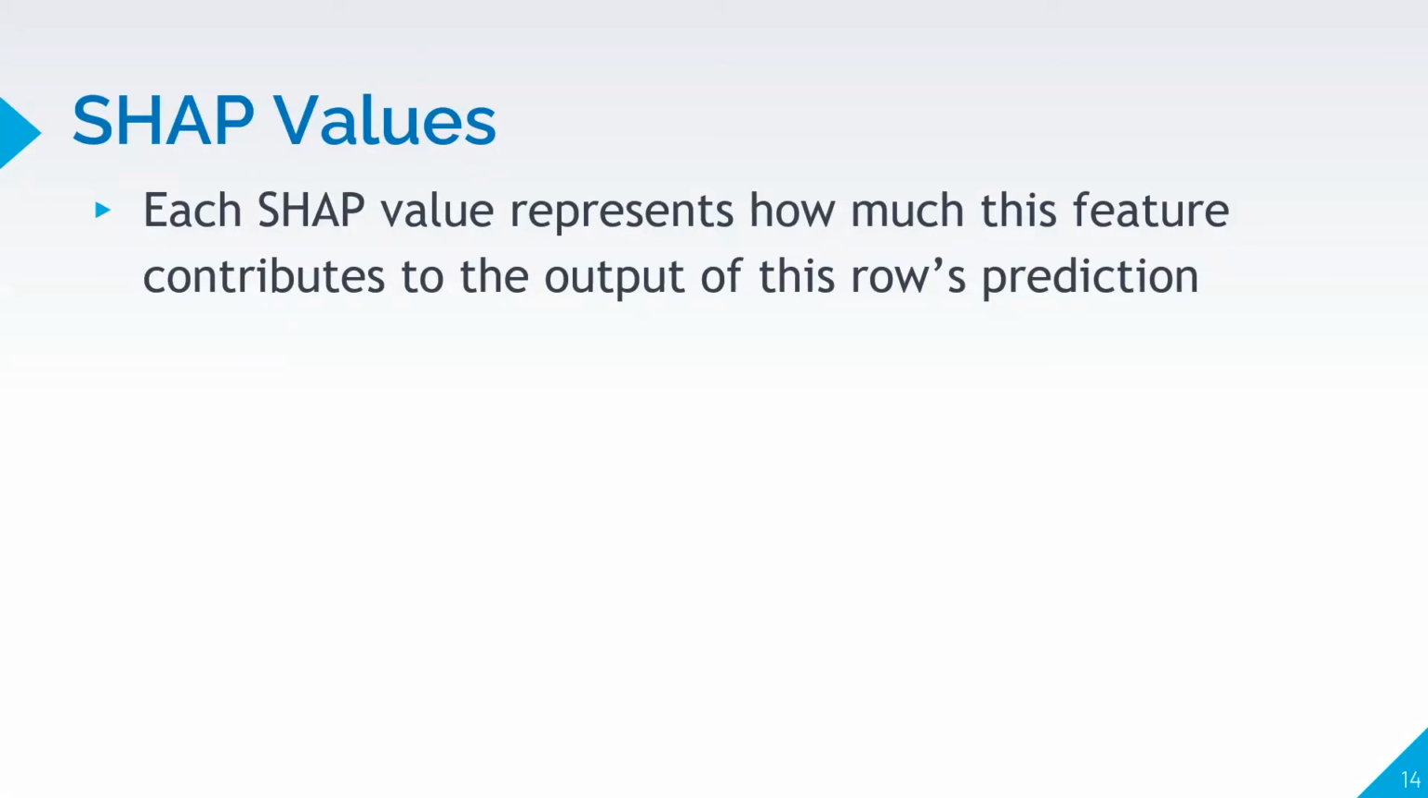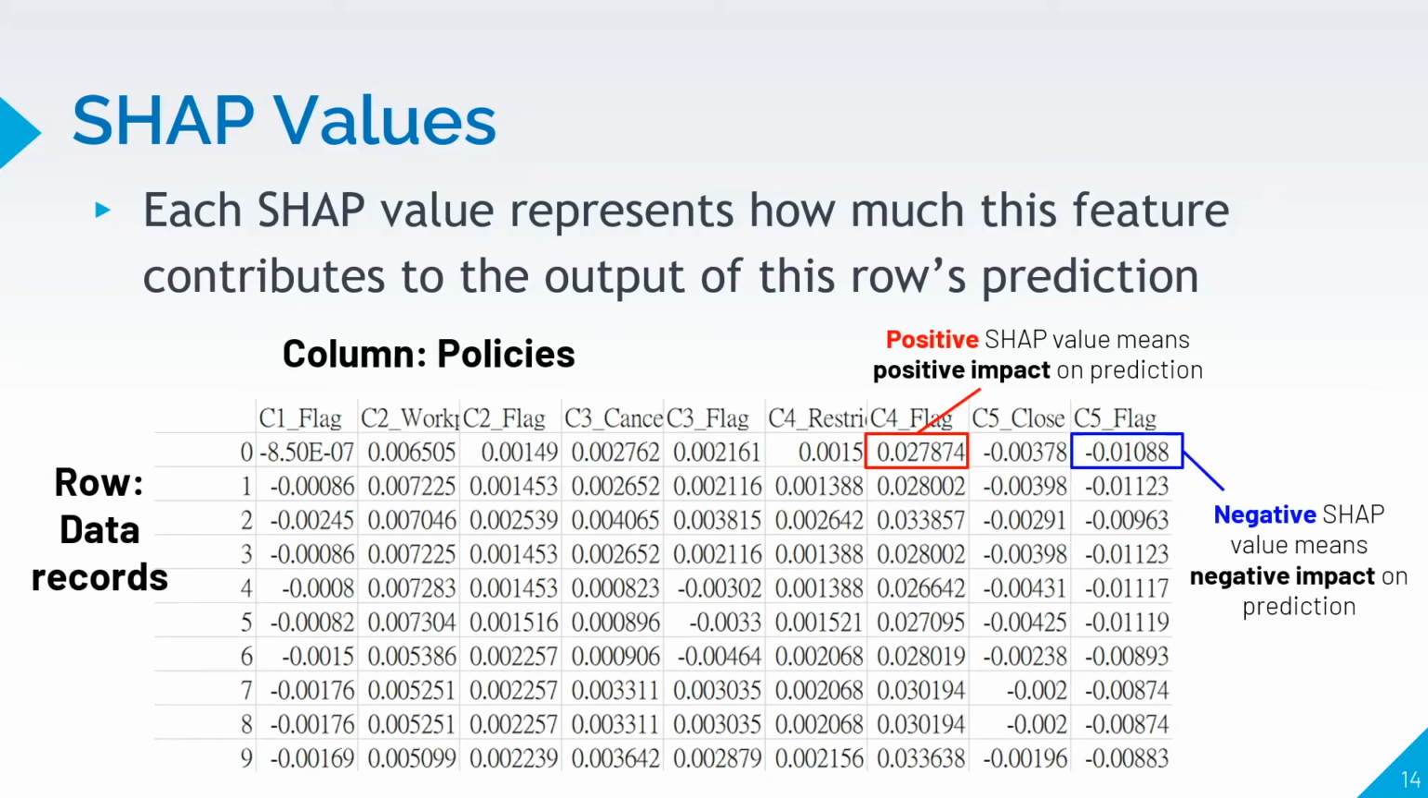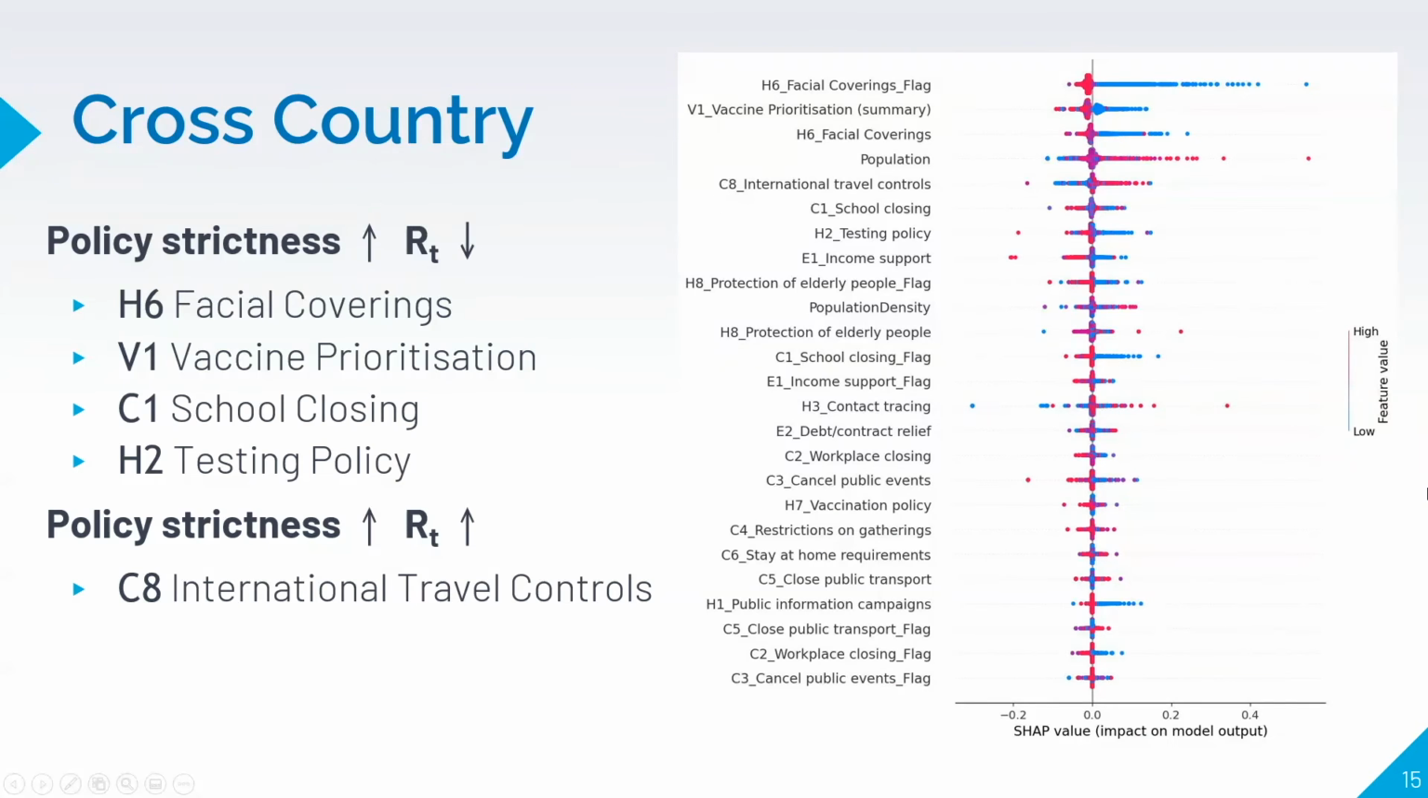For model interpretation, we use Shapley additive explanation, also known as SHAP. SHAP values represent how much this feature contributes to the output of this row's prediction. We visualize the impact of features with dot plots. In the plot, the x-axis is SHAP values, and the y-axis is the features. The red dot means a higher value of a feature, and the blue dot means a lower value of a feature. By reading it, we can know the contribution of each policy.